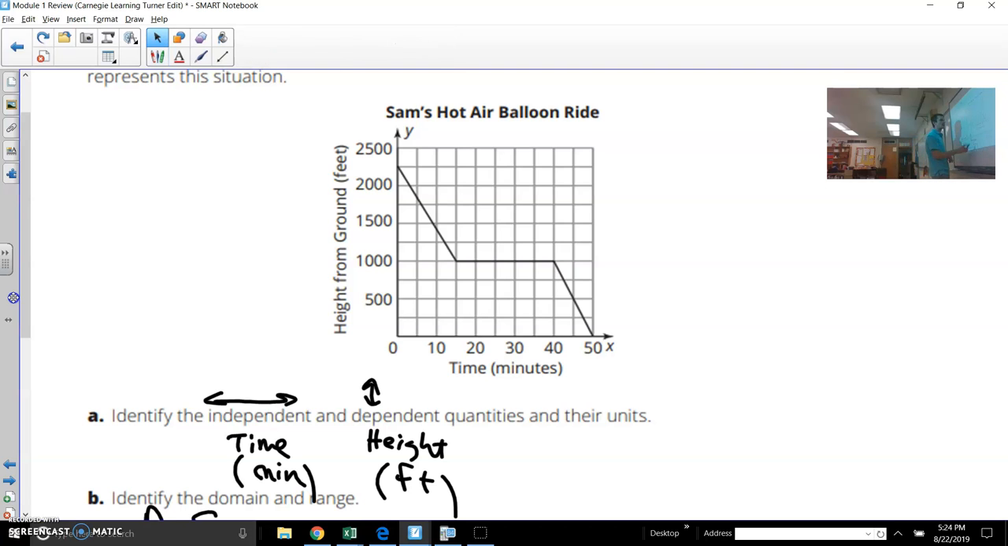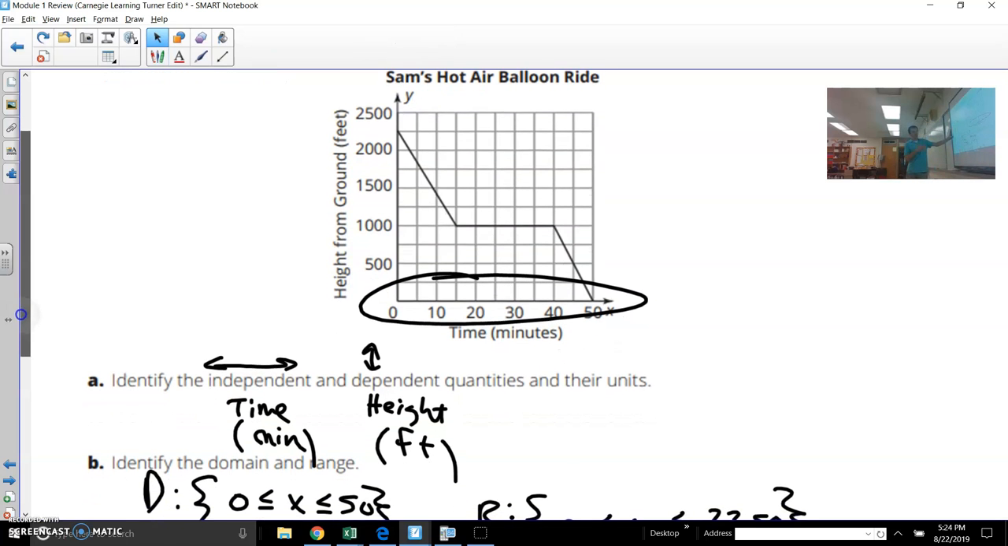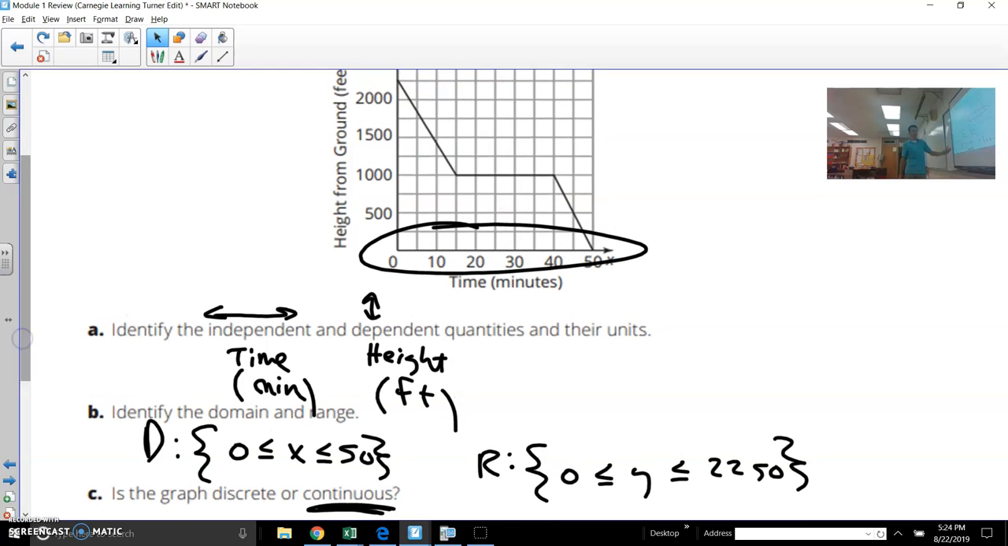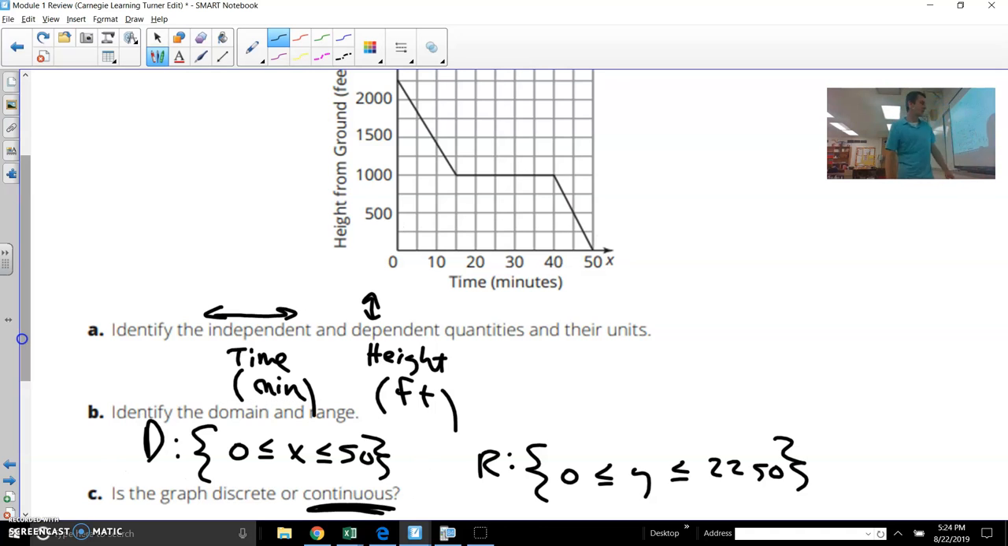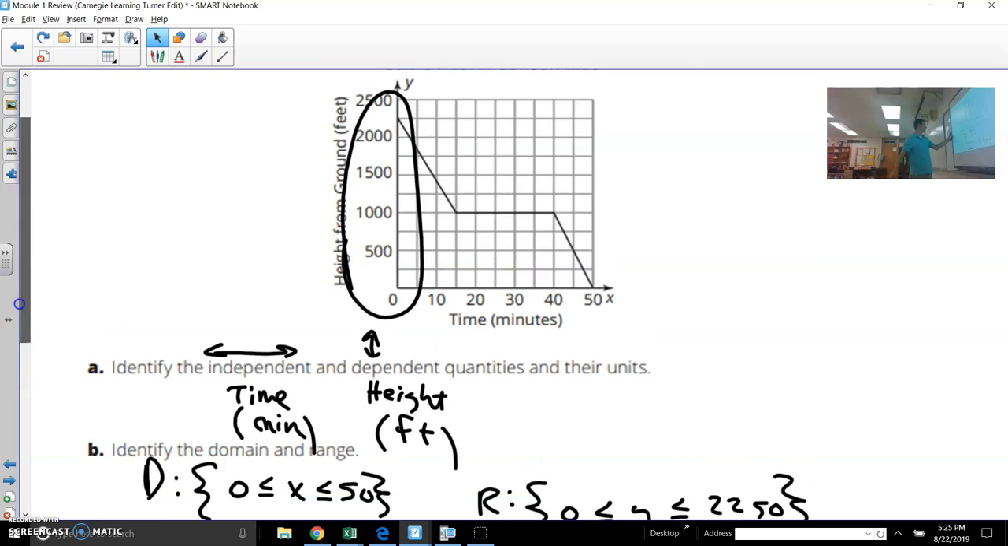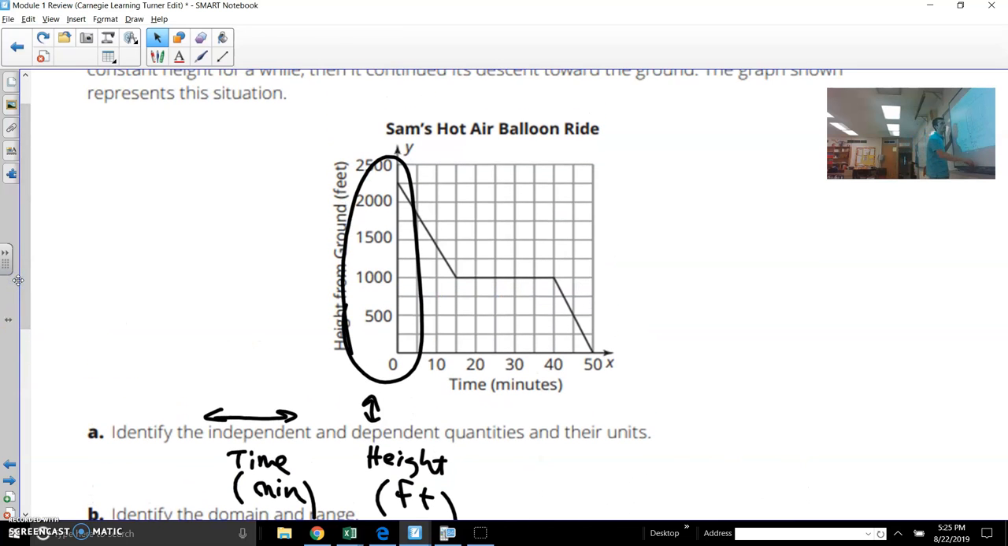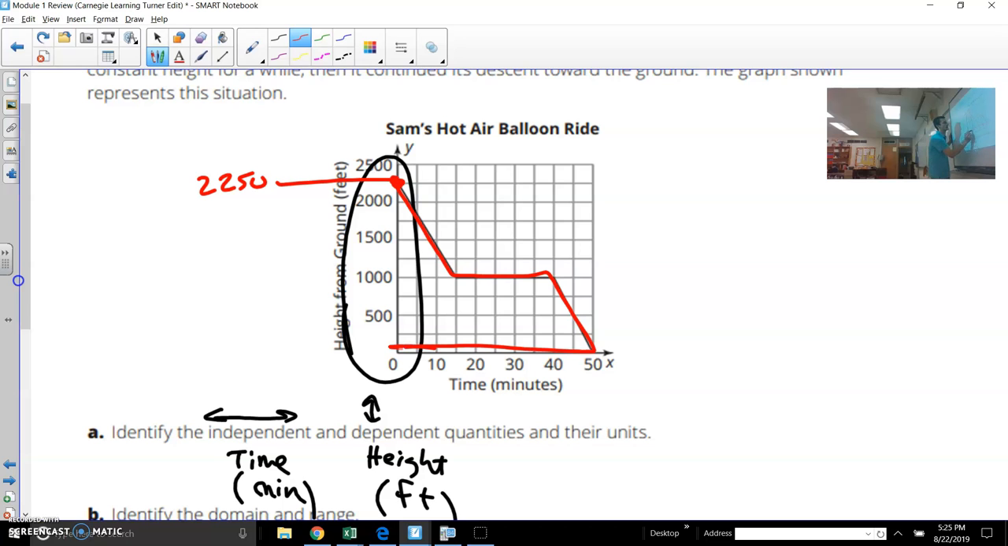Domain and range, I'm really analyzing how far left and right the graph goes. And I really see that there's graph from 0 minutes to 50 minutes. So that's what I have for the domain, including 0, including 50. And then on the range, you're thinking about the opposite idea. You're thinking about how far up and down the y's go. And that goes as low as 0 and as high as the initial value of 2250. That's the unit that's in between 2000 and 2500. This value right here is 2250. So I see the graph starts there and it makes its way all the way down to when it's 0.